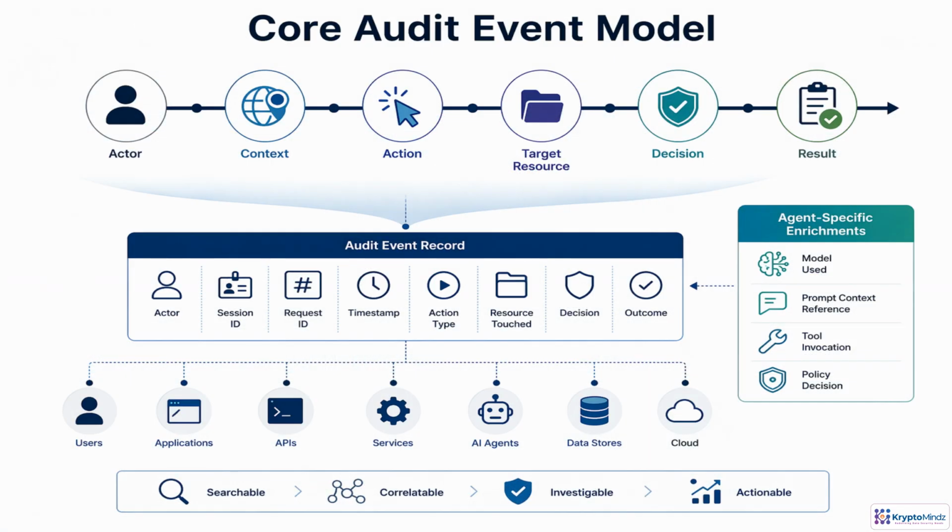A reliable audit trail starts with a repeatable question set. For each meaningful event, capture who initiated it, the context they were in, the action attempted, the resource touched, the policy decision made, and the result. The core record should include identifiers such as session ID, request ID, timestamp, action type, resource, and outcome. For AI agents, also include model used, prompt context reference, tool invocation, and policy decision. When every system emits this same shape, logs become searchable, correlatable, investigable, and actionable.